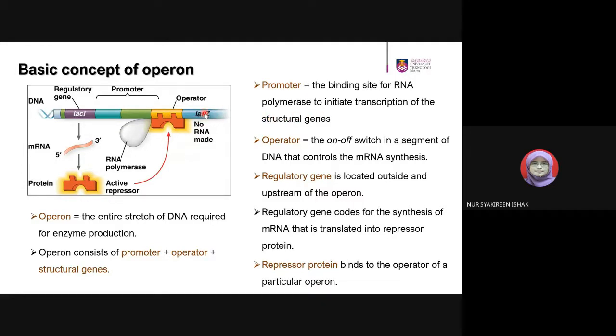Okay, so that is in the presence of lactose. Lactose causes the operon to switch on. So the regulatory gene is located outside. You can see it highlighted here. The regulatory gene is located outside and upstream of the operon. The regulatory gene codes for the synthesis of mRNA that is translated into repressor protein. The repressor protein binds to the operator of a particular operon.